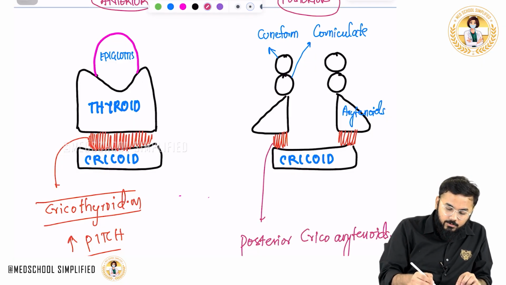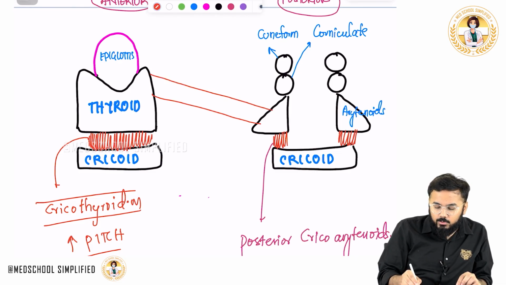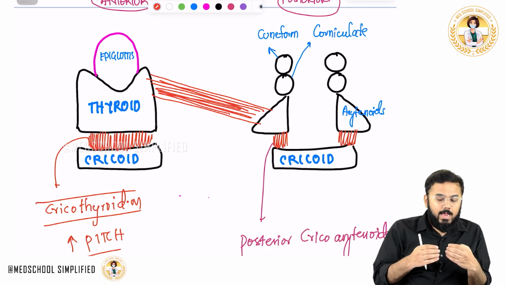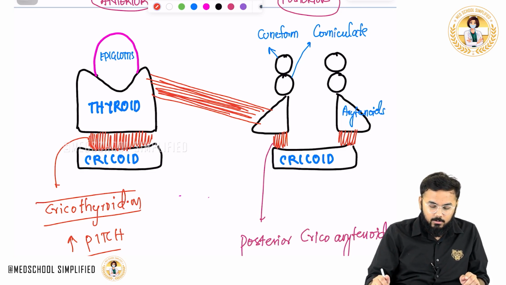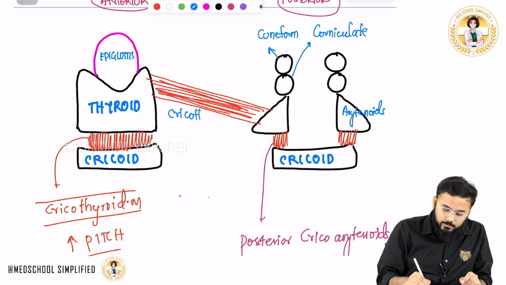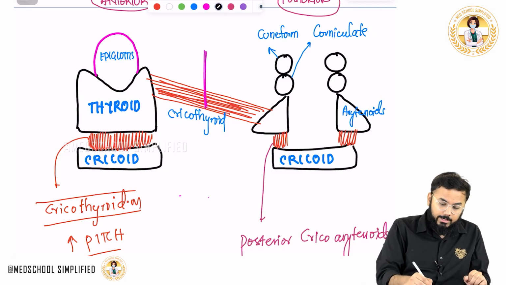Next important thing is that all the way from the thyroid to the arytenoids, you see a muscle attaching, right? So this muscle that is going from anterior to posterior, from the front it is coming onto the back, is called the cricothyroid muscle. What is this muscle? This muscle over here is called the cricothyroid muscle.